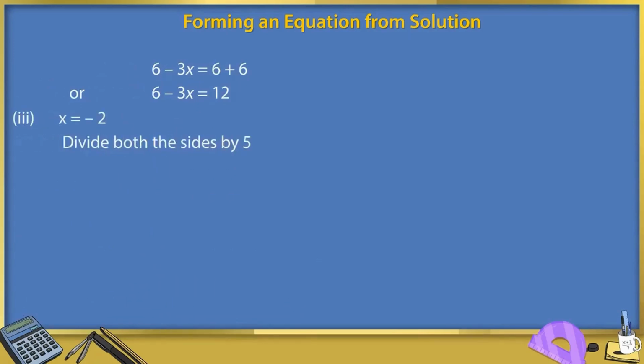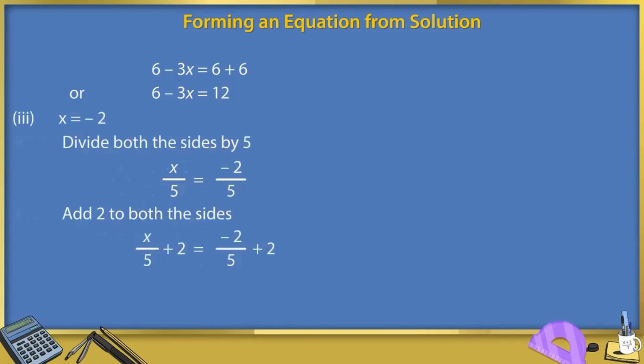Divide both the sides by 5. X by 5 is equal to minus 2 by 5. Add 2 to both the sides. X by 5 plus 2 is equal to minus 2 by 5 plus 2, or x by 5 plus 2 is equal to 8 by 5.